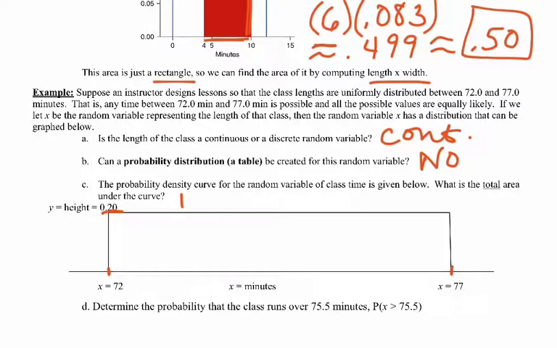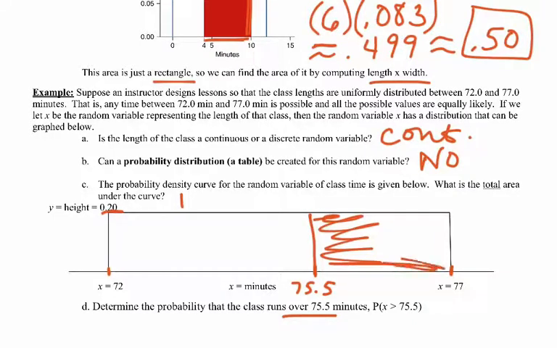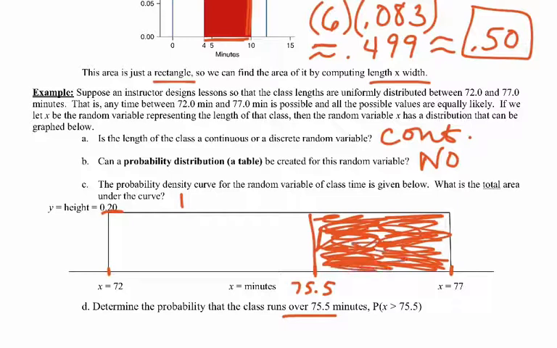Part D says determine the probability the class runs over 75.5 minutes. I really recommend that you put this in your picture and label where you think 75.5 is, because we're looking for the area under the curve that is over 75.5. So it's going to be greater than 75.5. The biggest it can be is 77. So the region that we're talking about is right in here. For the area under the curve, we're going to use the formula for the area of a rectangle again.